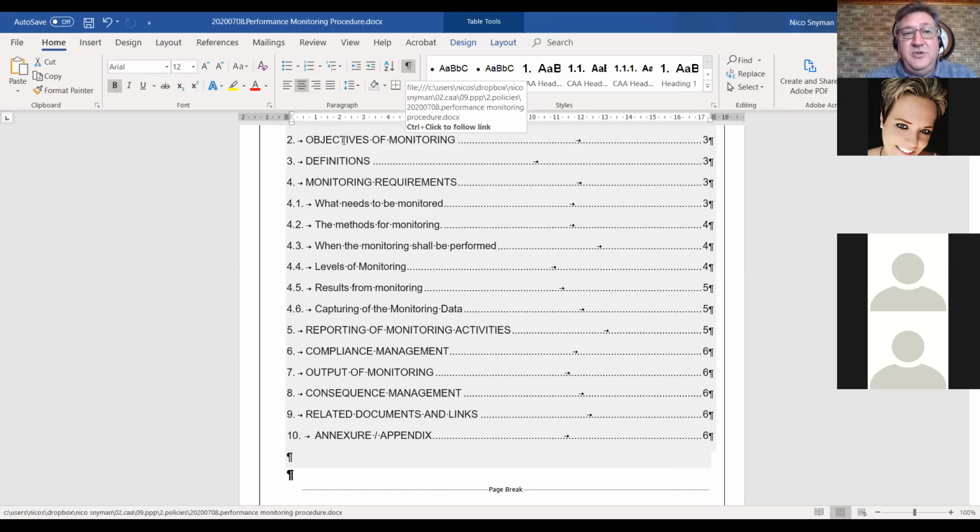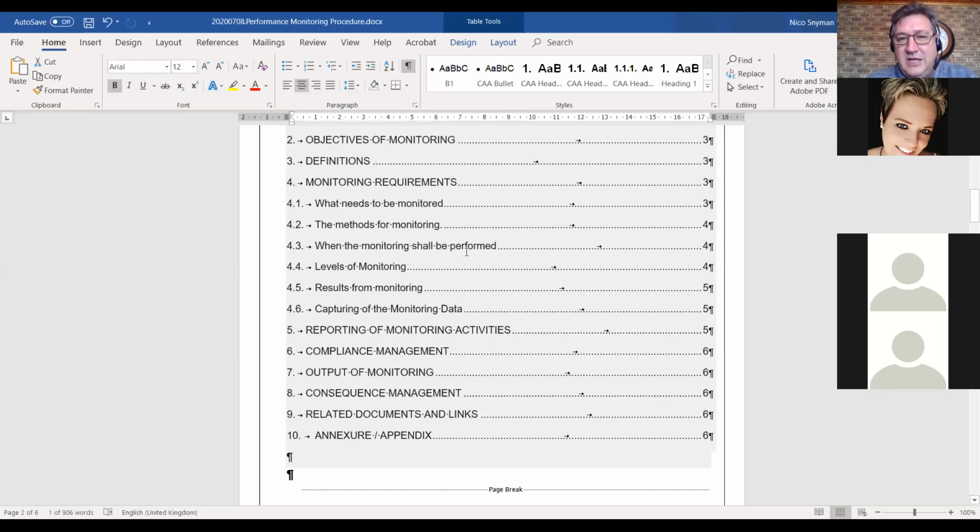How many posts do I have on Facebook? How many reads and likes do I have on Facebook? What is the environment that I'm actually working in here? Because guest houses can be certified in ISO 9001 because it is customer service, it's quality management. And then they need to actually say, what do we need to monitor? The methods of monitoring, when the monitoring shall be performed.